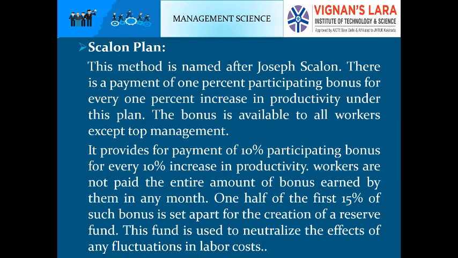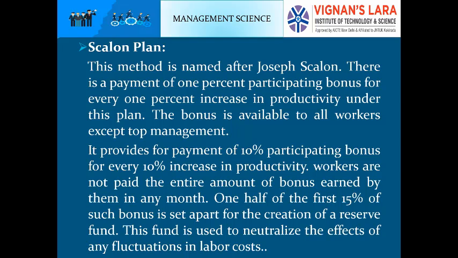This method gives more importance to the productivity of the worker, not to the time spent. It was introduced by Joseph Scanlon. There is a payment of 1% participation bonus for every 1% increase in productivity under this plan. The bonus is available to all workers except top management. That means here 1% of production will go to increase the 1% of bonus.